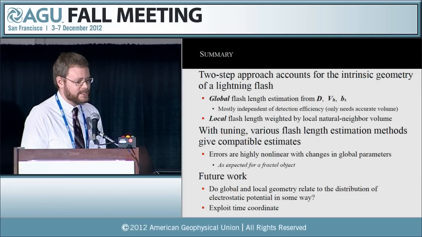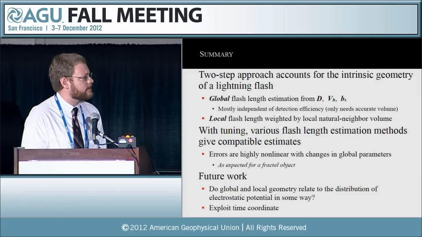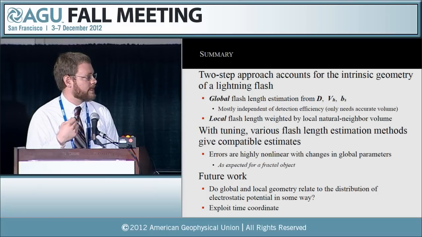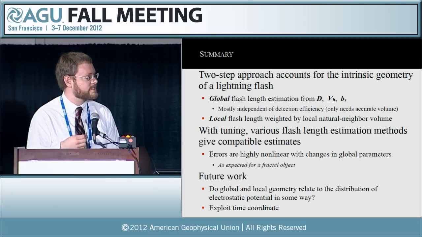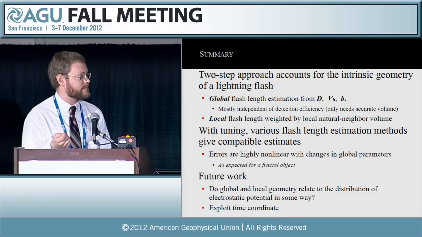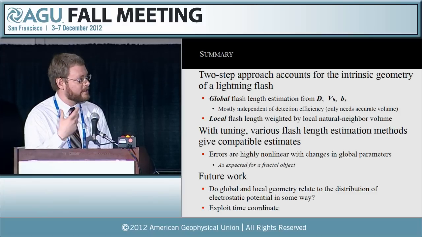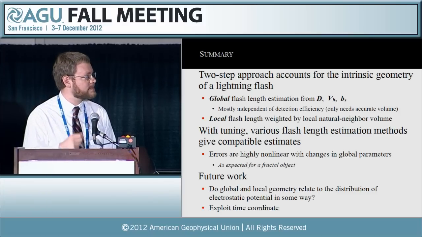In future work I'd like to pursue, I want to look at whether those global and local geometric properties relate to the distribution of electrostatic potential in some way. Can we infer that from the way the flash maps out space?